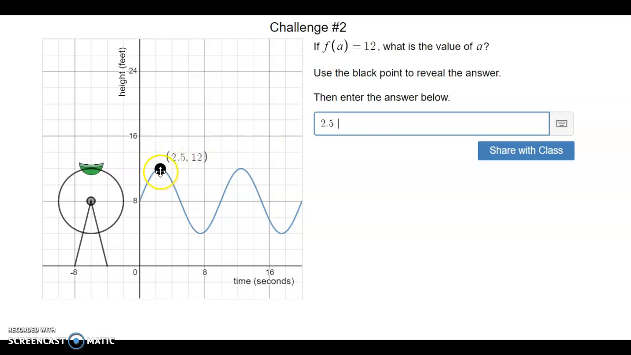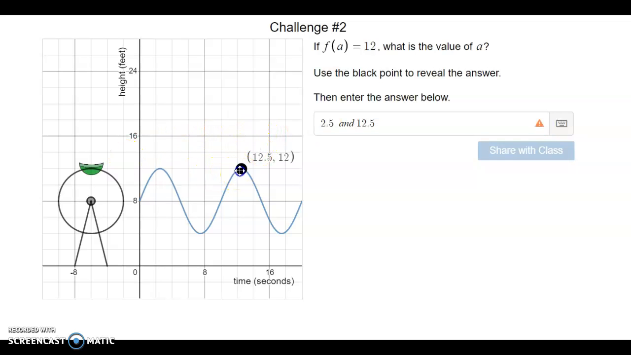And let's see if there's any other ones, because sometimes there's 2, sometimes there's 3. Nope. Looks like there's only 1. Oh, wait, there's 2. There it is. And 12.5 seconds. Okay, so that's where both of the y values of 12 will hit. That's the height. At 12 feet, we will be at 2.5 seconds and 12.5 seconds.